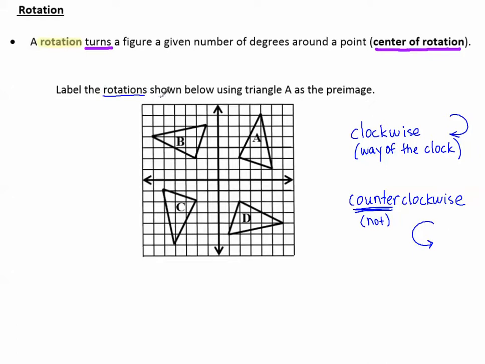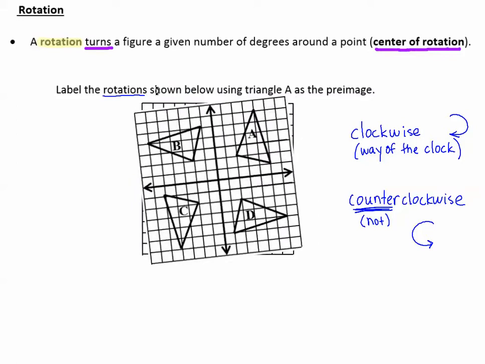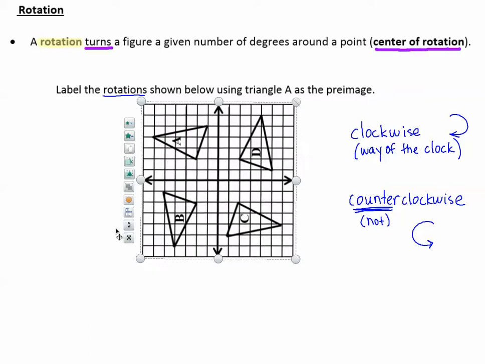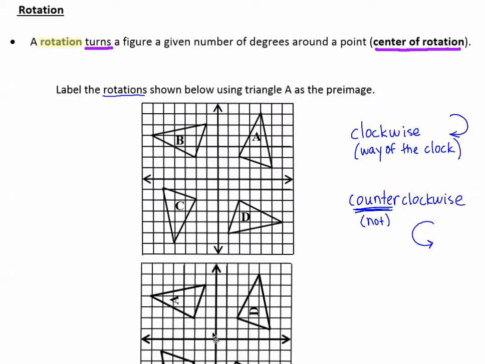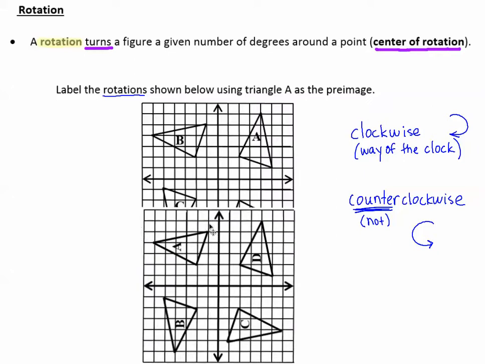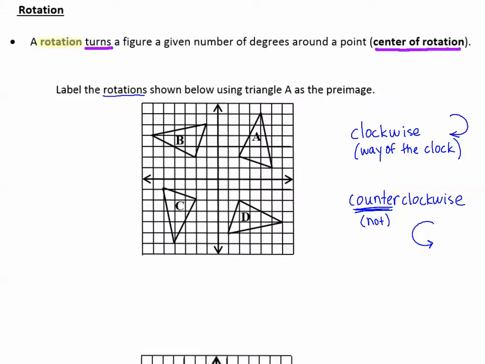Label the rotations shown below using triangle A as the pre-image. So here's triangle A. How is triangle B rotated from triangle A? So if we take this figure and we rotate it counterclockwise, notice that when I turn it on its side, this looks like where figure B was. In fact, I'm going to move this out of the way so that we can see, yep, this looks exactly like figure B.